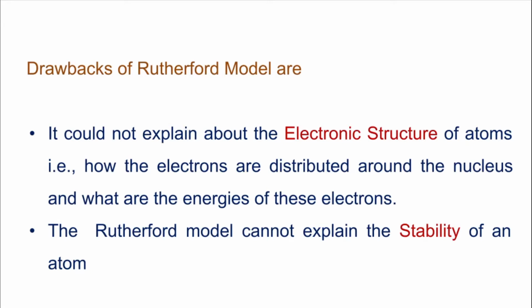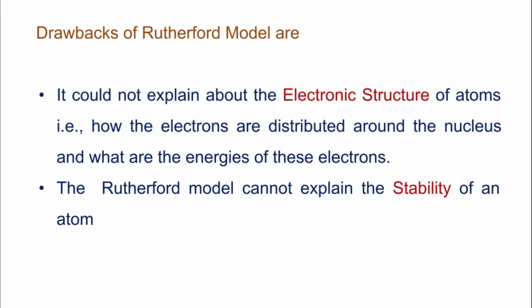Rutherford's model also cannot explain the stability of atom. Why could it not explain the stability of atom? As we have already seen, according to Rutherford's model, electrons are revolving at a very high speed around the nucleus, correct? While revolving at high speed, what happens? Due to acceleration, they will radiate energy and finally they will fall into the nucleus, and the existence of the atom is a question mark. So the existence of atom is absolutely not possible.